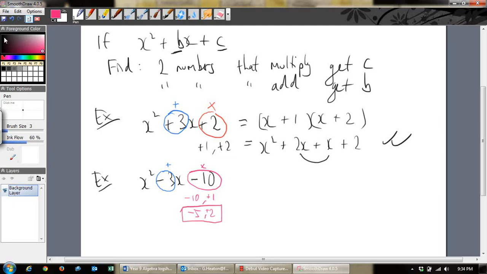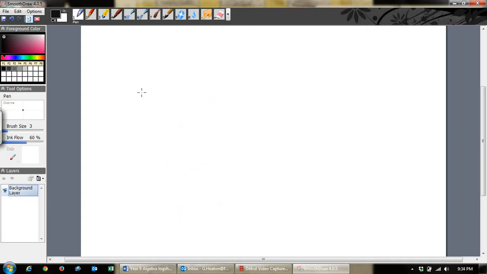Okay. So all we do, once we've found the two numbers, is write your two brackets, write your x's, and write your numbers in there. Negative 5, positive 2. And you can check that if you want to expand that to check your work. Okay, let's have a look at just another example or two. You'll get used to doing these.